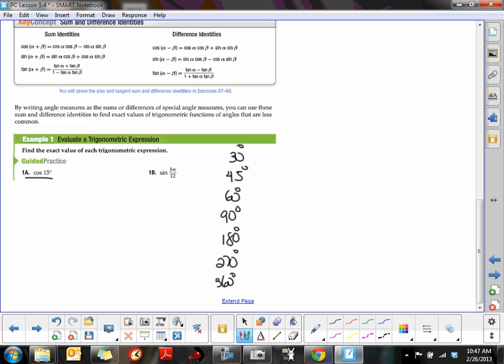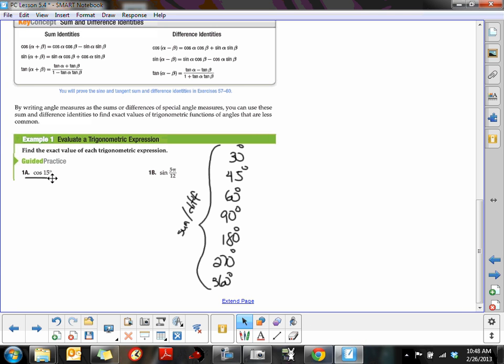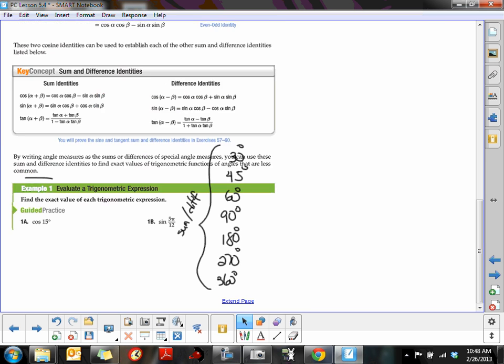But what you want to do is say, what kind of combinations could I use, either as a sum or a difference, to end up with the angles that we have in front of us. In this case, it's the cosine of 15. The cosine of 15 isn't too rough on us. It's not too hard of a value to come up with.